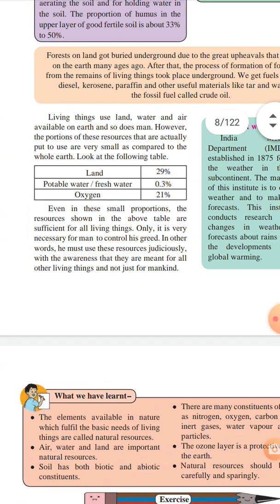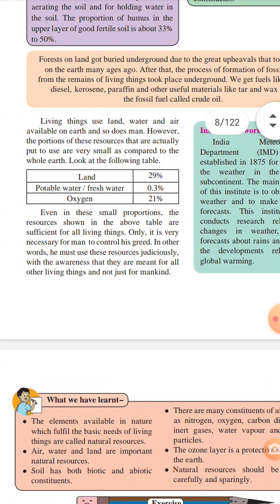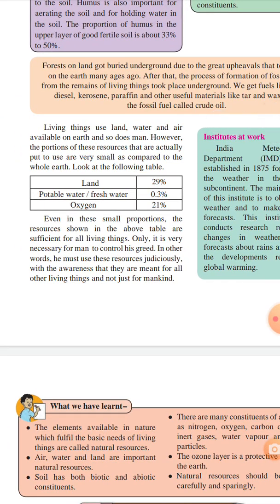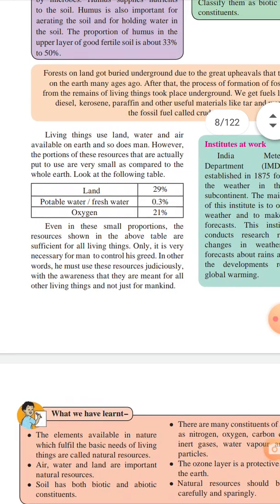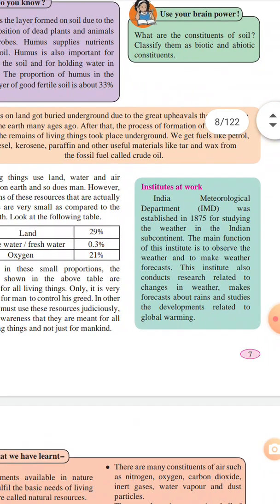Only it is very necessary for man to control his greed. In other words, he must use these resources justly with the awareness that they are meant for all other living things and not just for mankind.